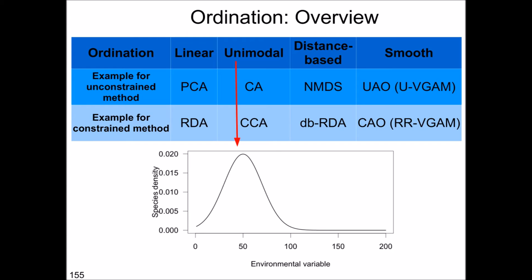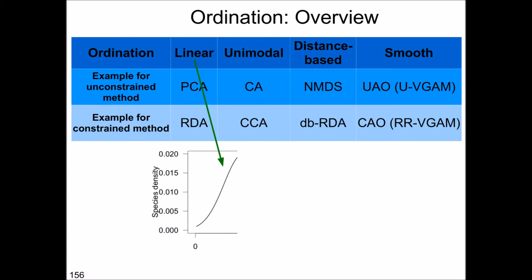First, we have the unimodal gradient, so we see the species density increases against the environmental variable and then decreases again. That is a unimodal relationship between the response and the environmental variable. Of course, this is only shown for the bivariate case. For the linear relationship, we would just look at one part of the environmental gradient. So along the environmental gradient, we just have an increase of the species density. And distance-based methods capture various relationships between species density and environmental variable. So they are relatively flexible.